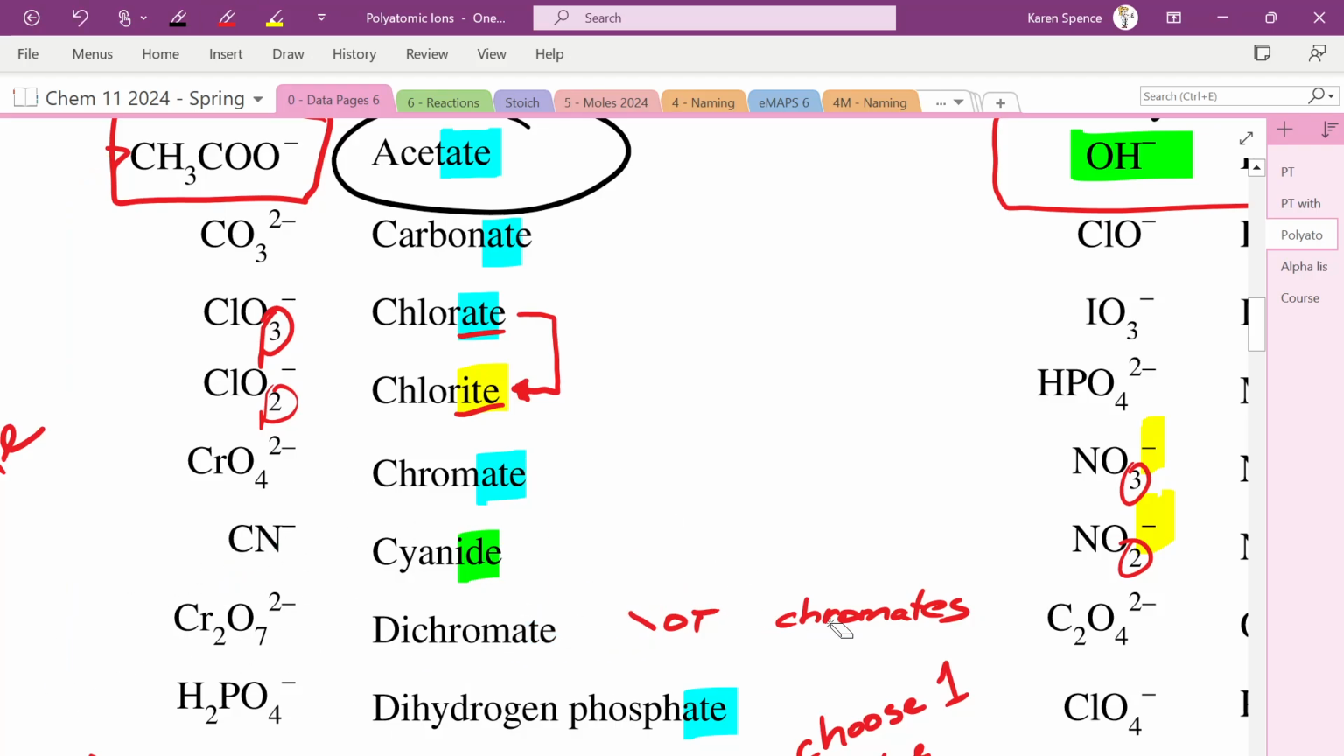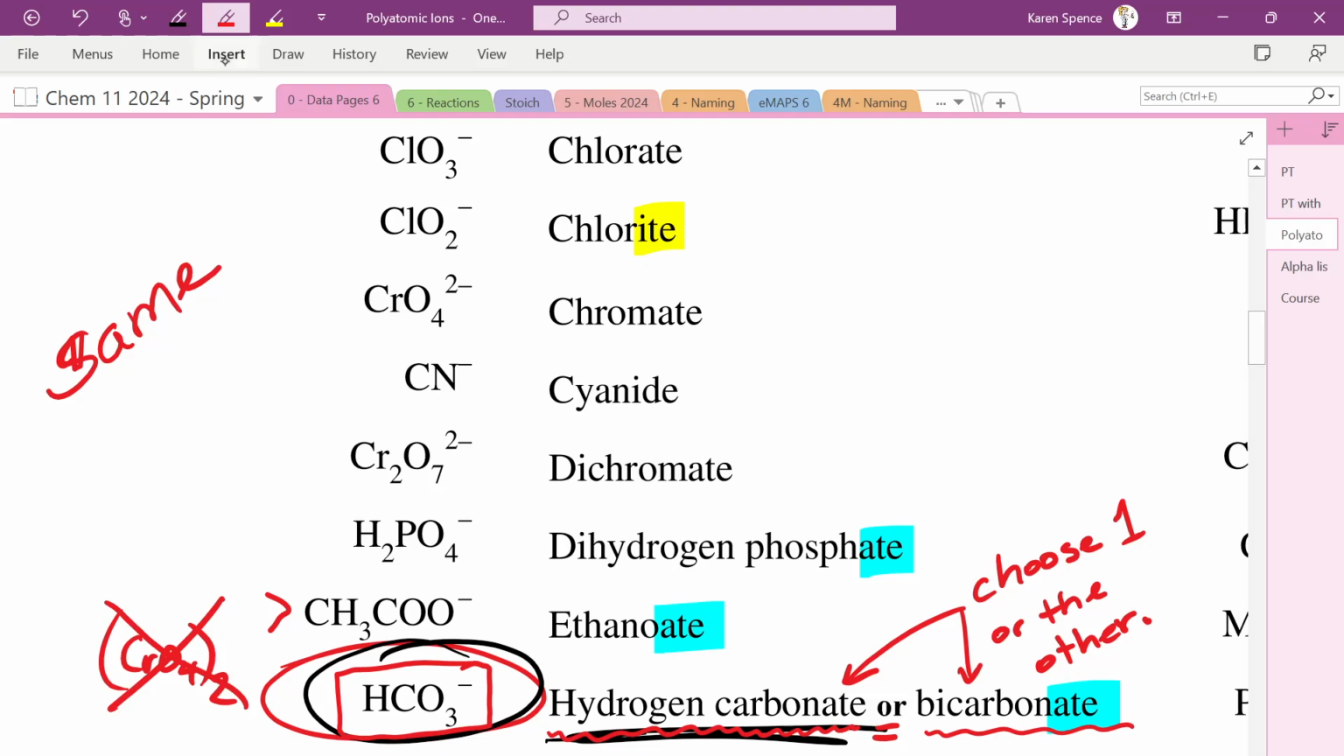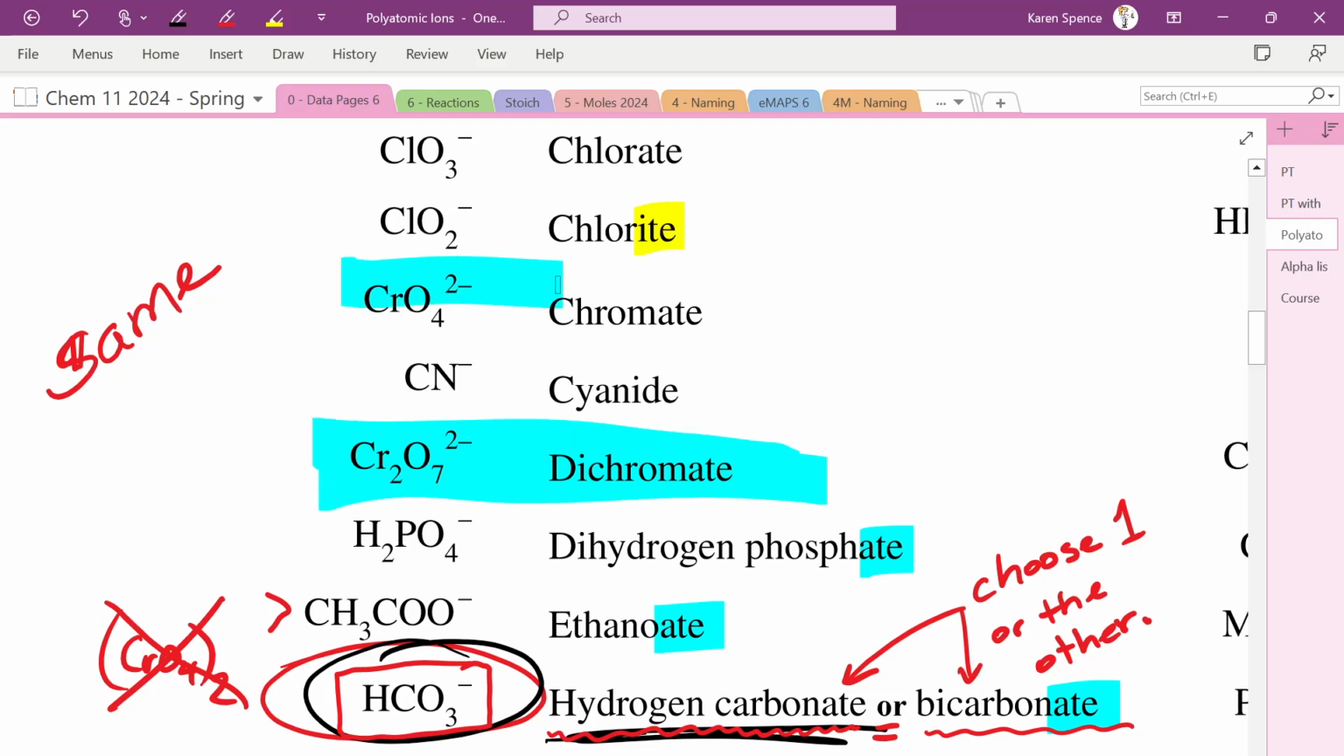Dichromate is under D for dichromate. Look at that. There it is. Okay? It's not 2 chromates. Chromate is CrO4 2 minus. Dichromate is Cr2O7 2 minus. It is not 2 chromates. So don't look for chromate and multiply it by 2.